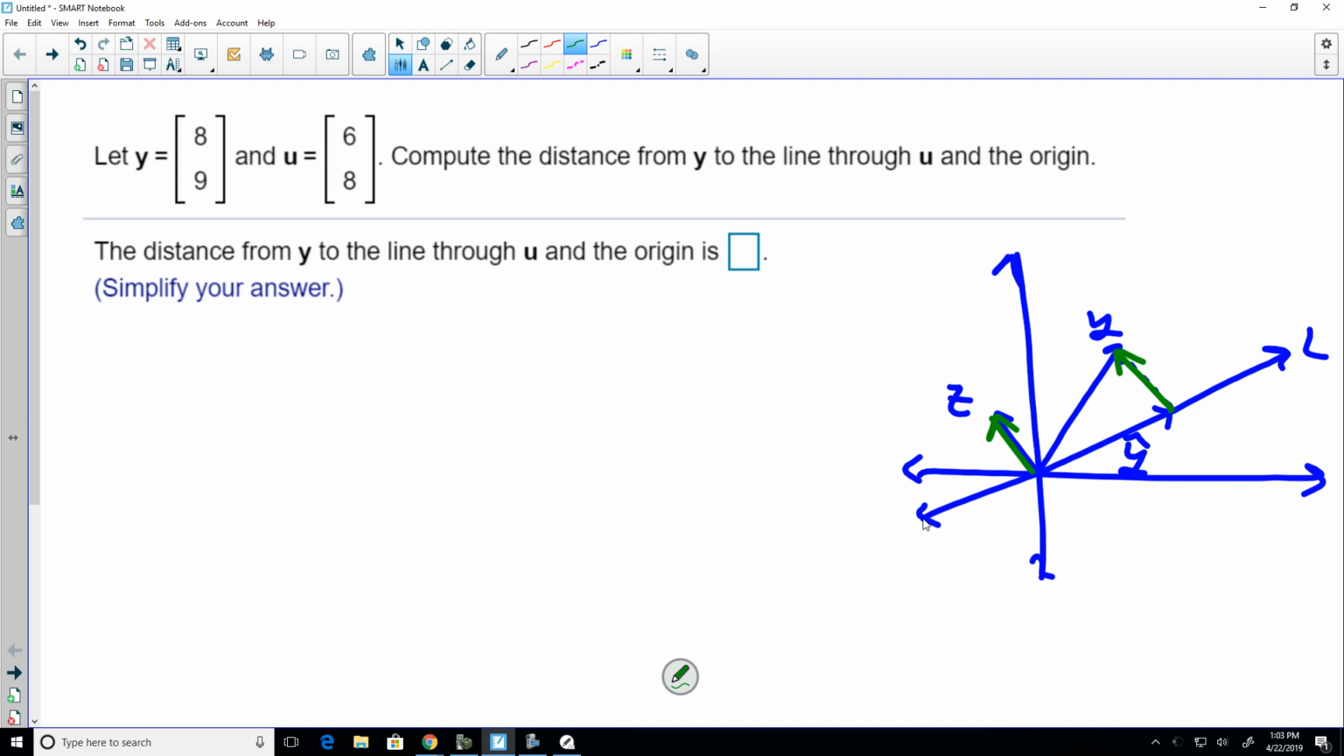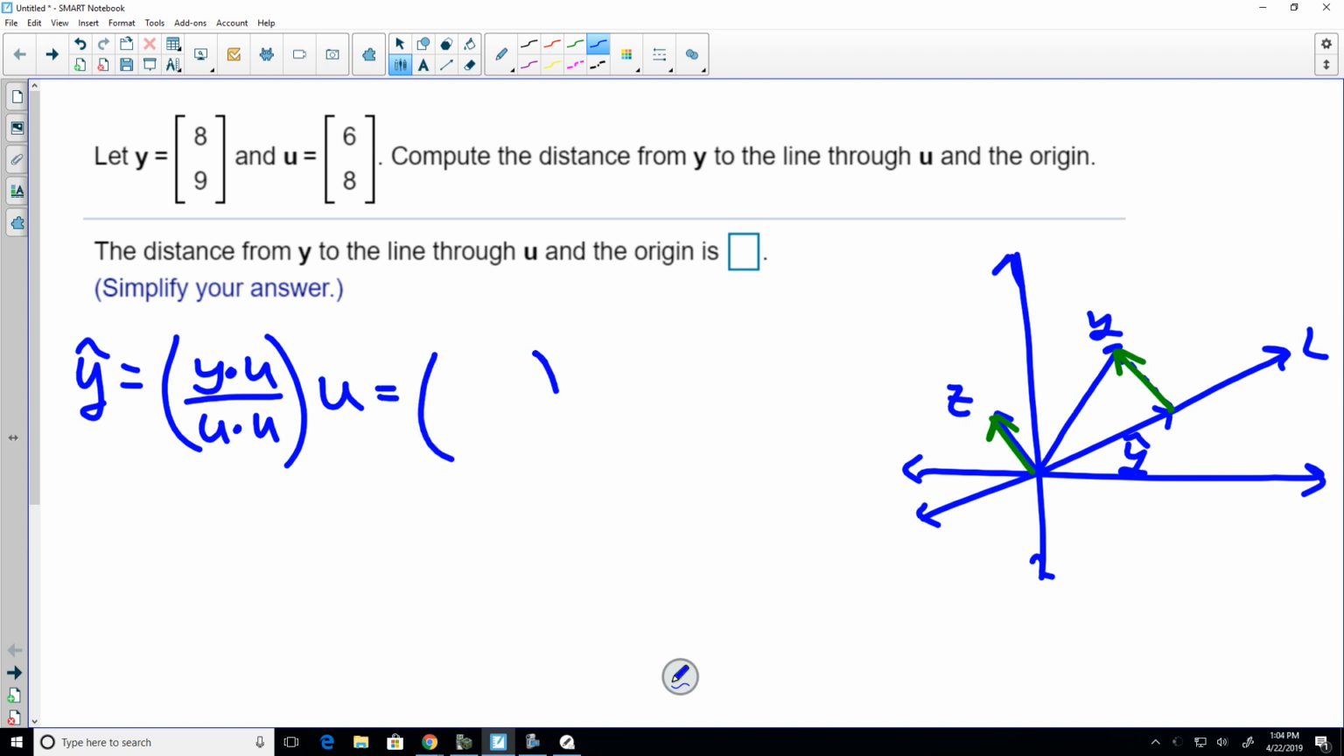Okay? So projection, y hat. So we want to dot u with y, dot u with itself, and we multiply that fraction times u, and that'll project y onto u. So y dot u, it's like 48 and 72. Is that 120?